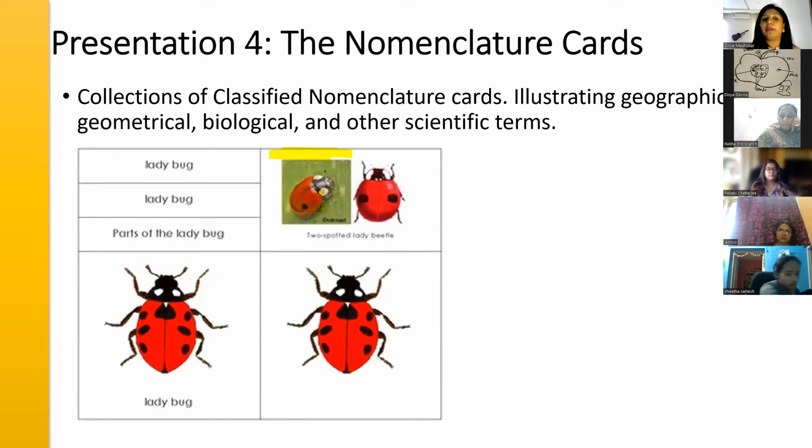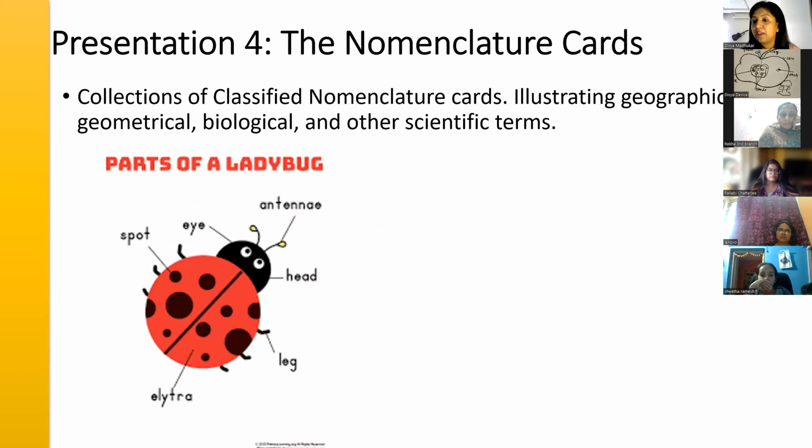Now, what I'm going to be working over here is, if I have a 2-spotted beetle, I can bring that to my class and I can show them the real object. If I'm blessed to get a beetle and show it to them, it's really good. If I don't have it, I can just show them. Now, what am I interested to teach here? The parts of that. I have to teach the parts of a ladybug.